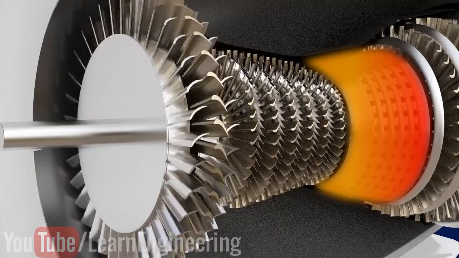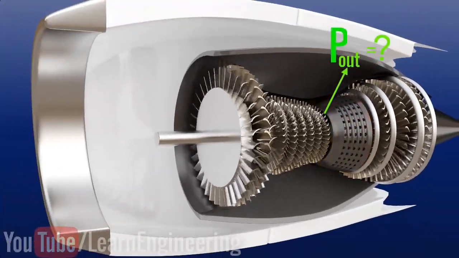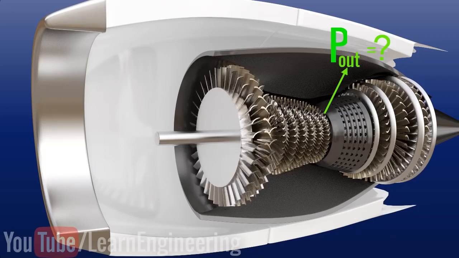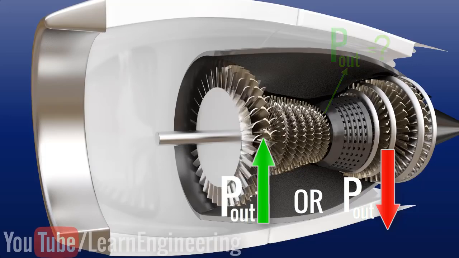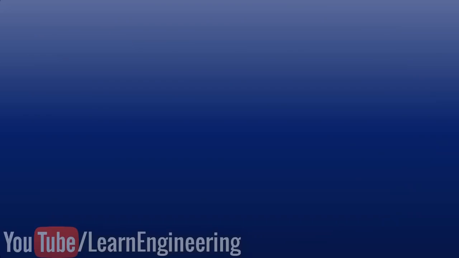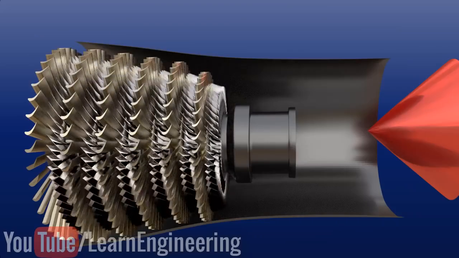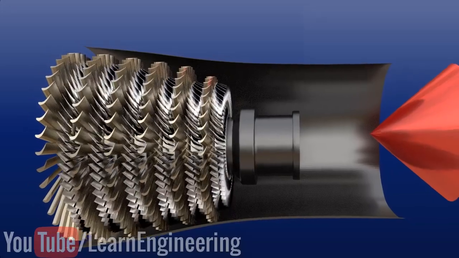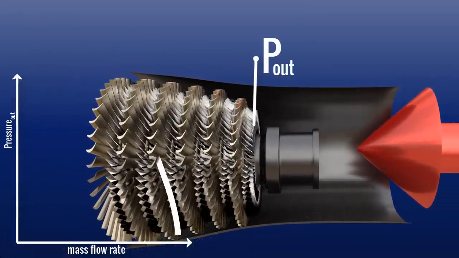The big question is, what happens to the compressor outlet pressure? There are two possibilities for this. It can either increase or decrease. To get an answer for this question, we should also learn about the characteristics of a compressor. Consider this experimental setup. If you reduce the compressor mass flow rate with the help of a cone, the pressure versus mass flow graph will look like this.